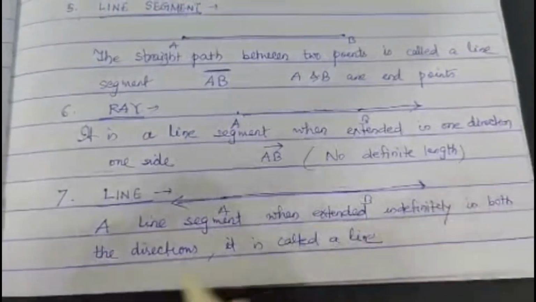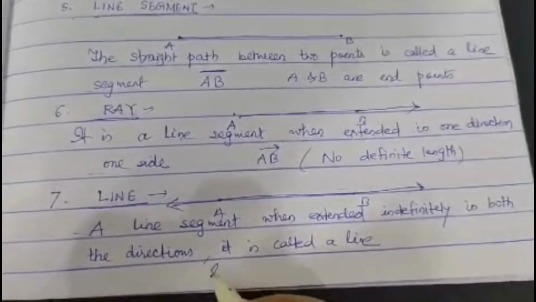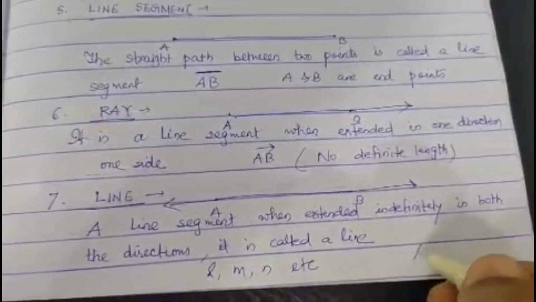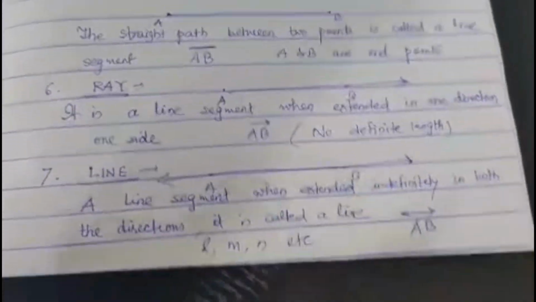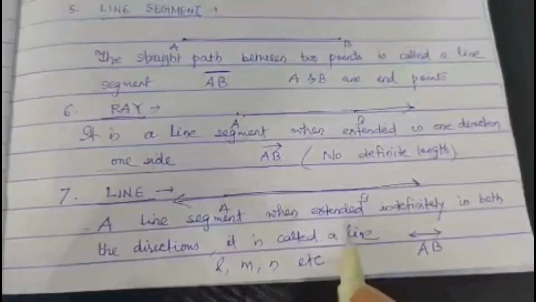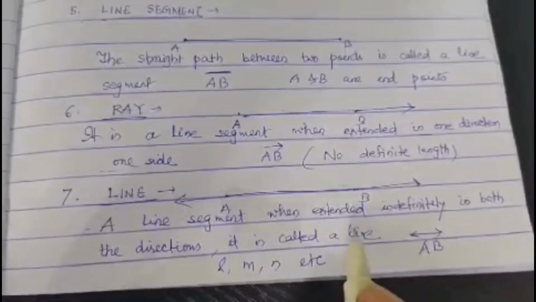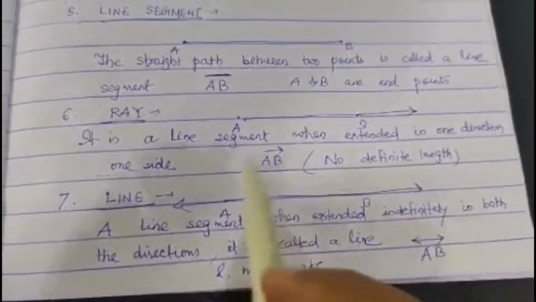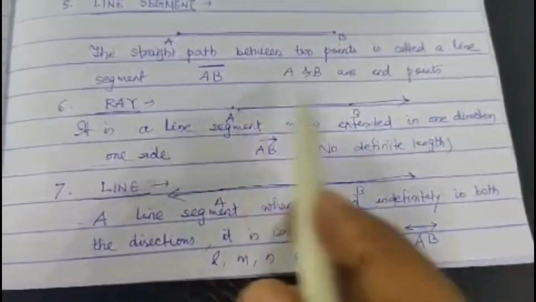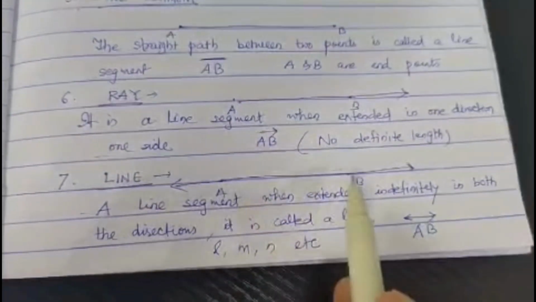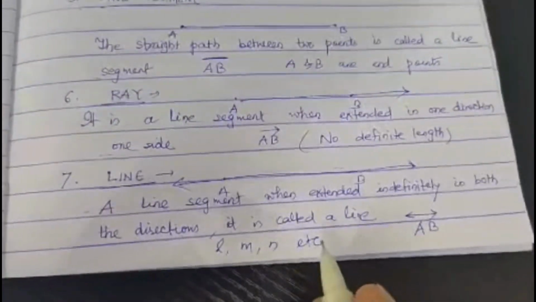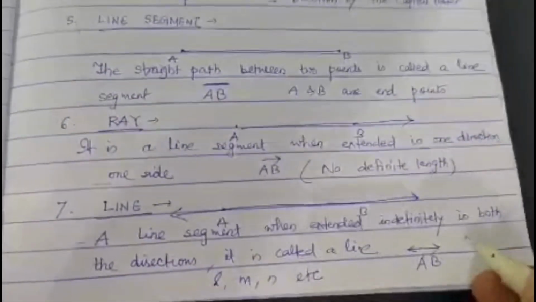So this is a line, and we represent a line with small letters like l, m, etc. And how do we represent it? By this AB, it's a line. A line has no endpoints. A line has no definite length. A line cannot be drawn, but it can be represented on the plane of a paper like this ray. It has no definite points; both ends are indefinitely extended.